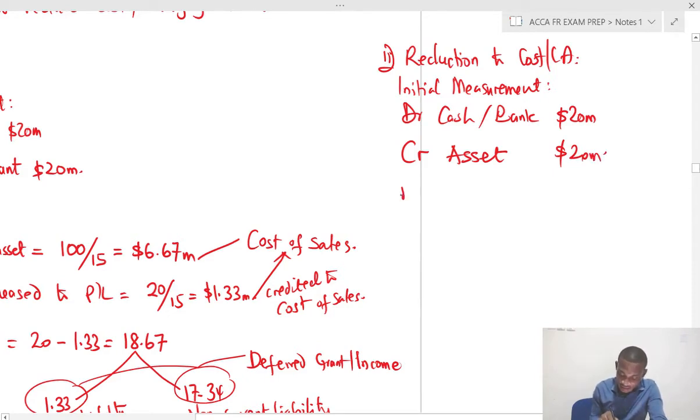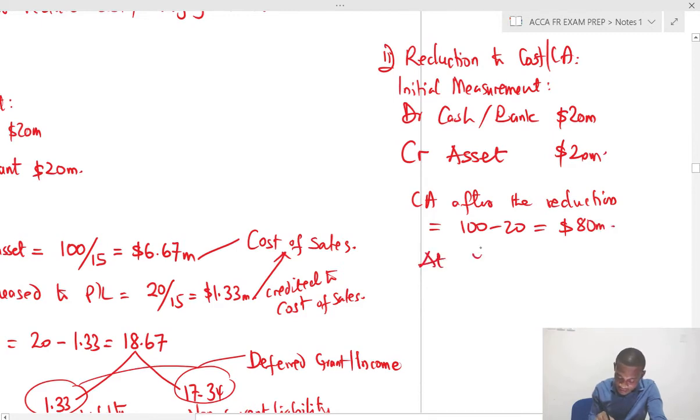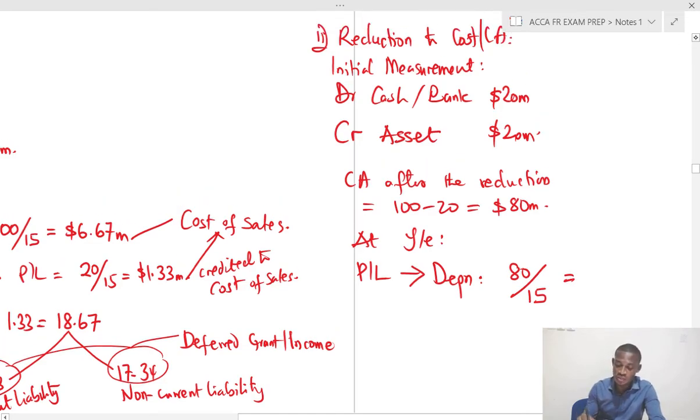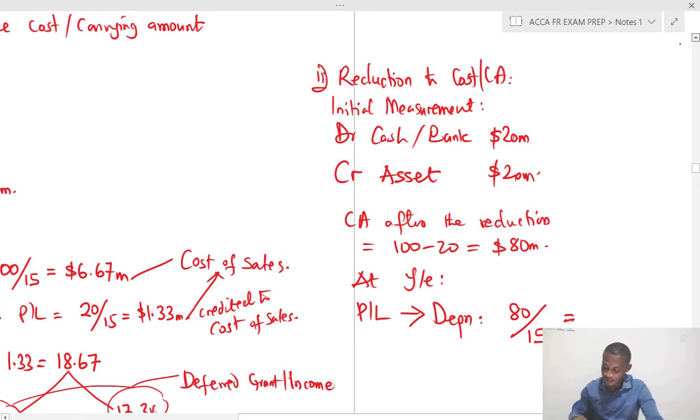So you see that the carrying amount after the reduction would be 100 minus 20, and that should give us 80 million. So at year end, please take note, it means that in P&L, this is what you will see. The depreciation will now be based on 80, not 100, because we have used the grant to reduce the asset value. So it will be 80 divided by 15. So here you have 5.33 million as the charge to P&L.